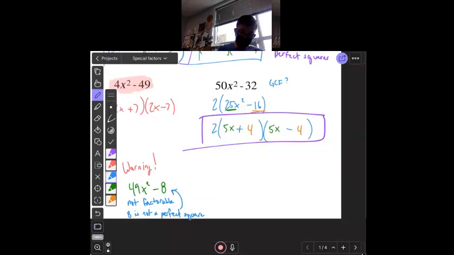In the same way, something like 16x squared plus 25. This is not factorable. Okay, we got two terms. We have perfect squares, but it's not a difference. Right? Difference means subtraction. This is addition.